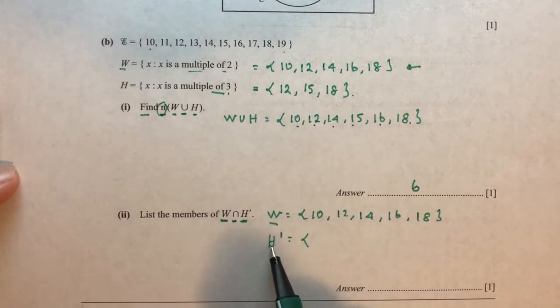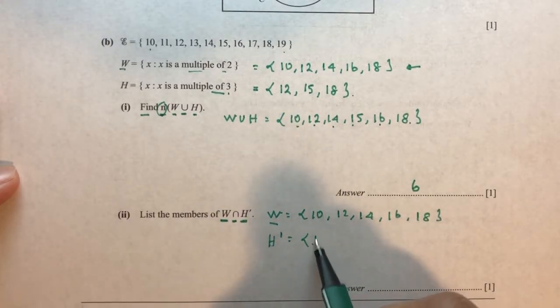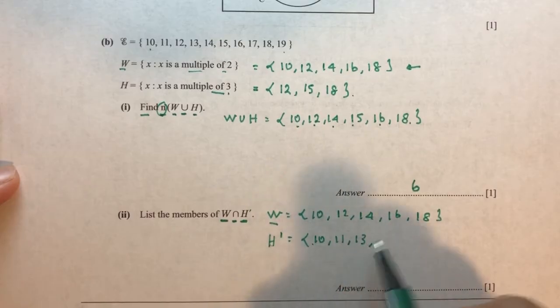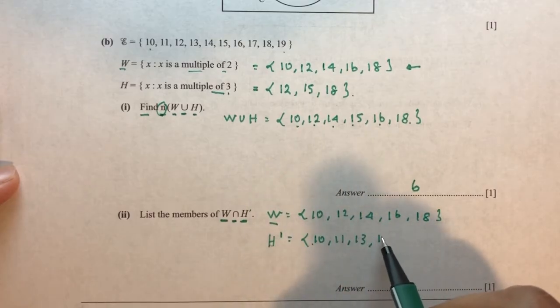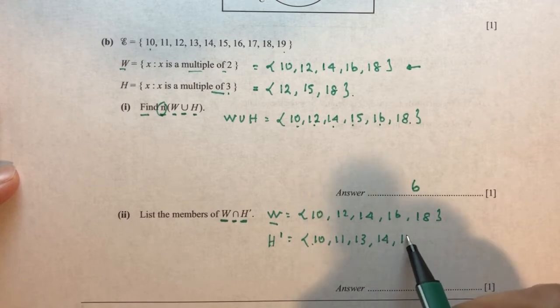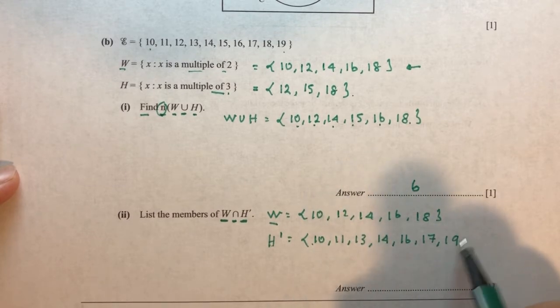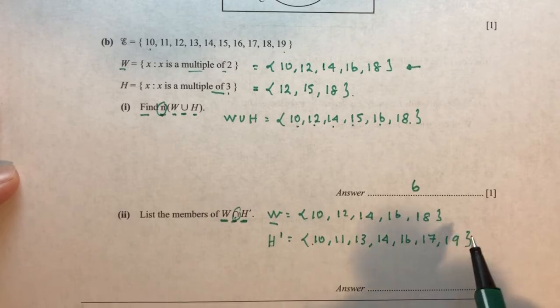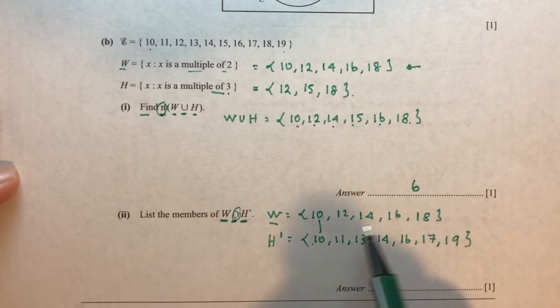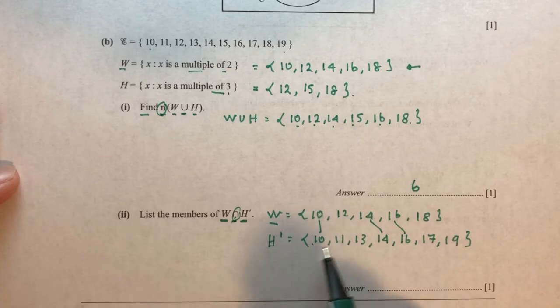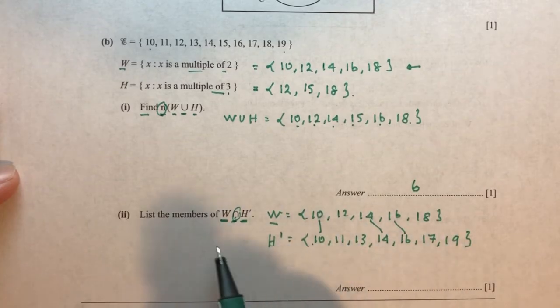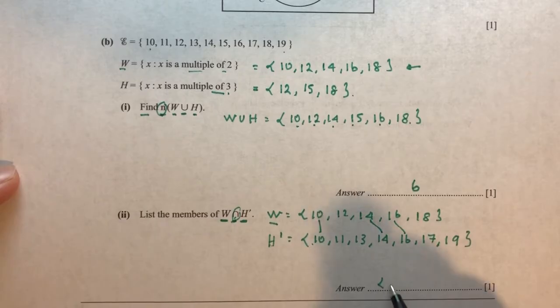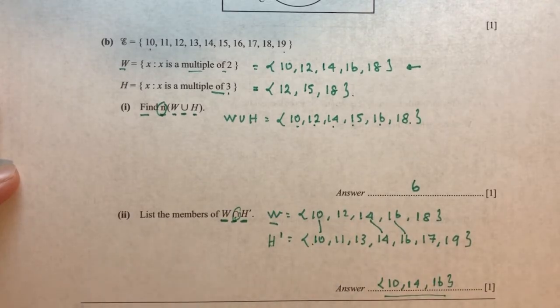So everything not in H will be in this set, which means we have 10, 11, 13, 14, 16, 17, and 19. So intersection means it needs to be in both of those sets. So let's find the pairs. So 10 is a pair here, 14, 16, and that's it. So the members in this set will be 10, 14, and 16. And that is for question 15.